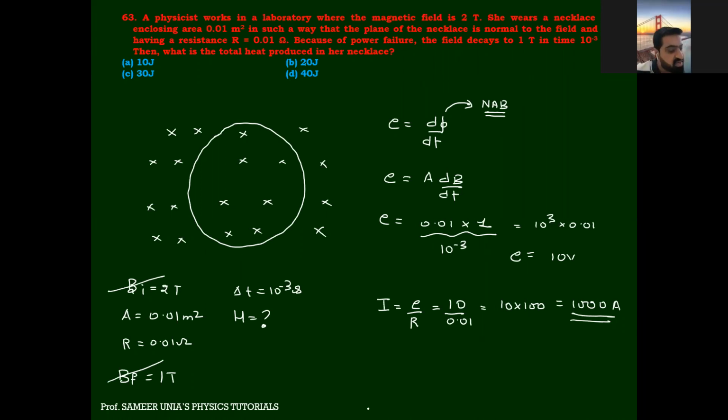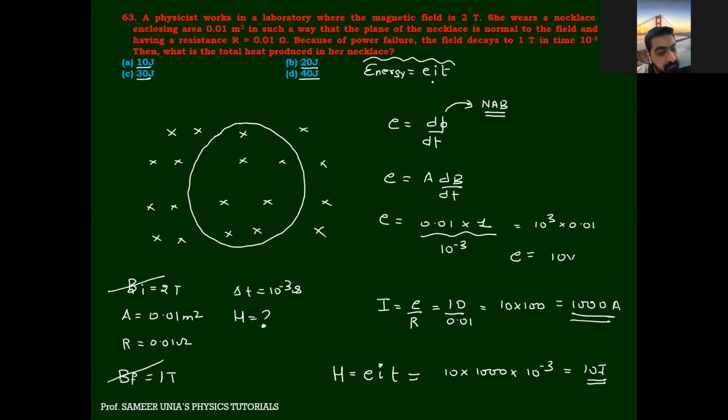So, what is the formula for heat? The formula for power? EIT. Heat is EIT, energy. E is given as 10 into 1000 into time, which is 10 raised to minus 3. So this will be 10 joules. Because the answer is given in joules, indirectly they are asking you for energy, and energy is work done, which is VIT.